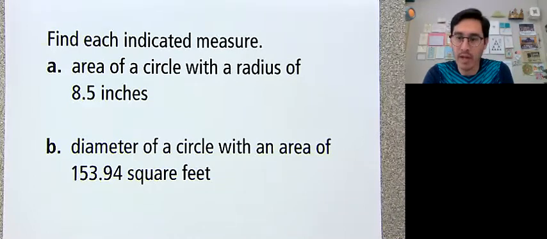This time, we're looking at the area of a circle. So previously, we were looking at circumference of circles or partial circumferences, which we call arc lengths. Now we're looking at the actual area or space taken up by a circle.